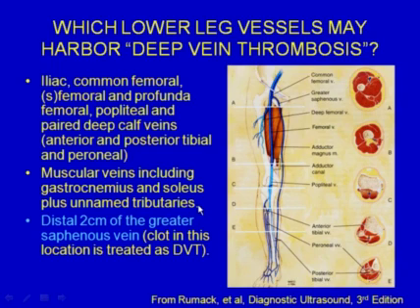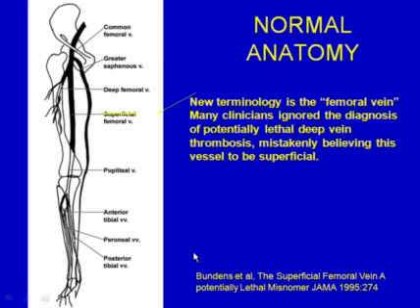And in addition, the greater saphenous vein, which is actually a superficial vein, is considered harboring clot, which can be considered as significant as deep venous thrombosis in the distal 2 centimeters. And that's because this clot has the same propensity to get into the deep venous system and go to the lungs as something which actually originates in the deep venous system. So clot in this location is treated as deep venous thrombosis.